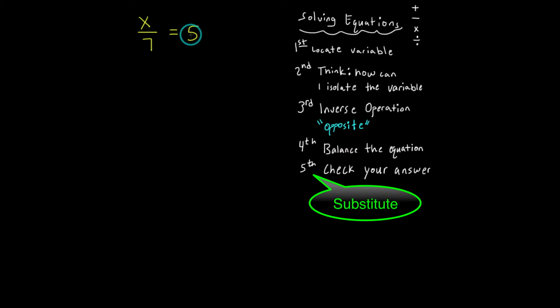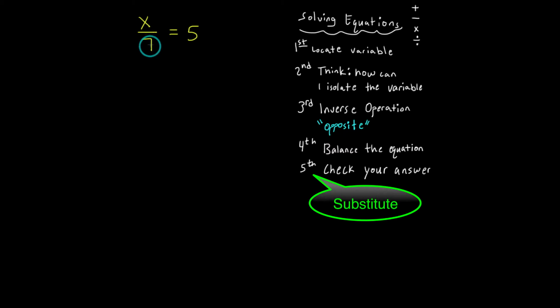My first step's to locate the variable, which is x. I'm going to change pen colors real quick. So my second step after I locate the variable is to think, how can I isolate it? Well, I need to get 7 on the other side of the equation. So the third step's to do the inverse operation. Since x is being divided by 7, the inverse, or the opposite, is to multiply by 7.